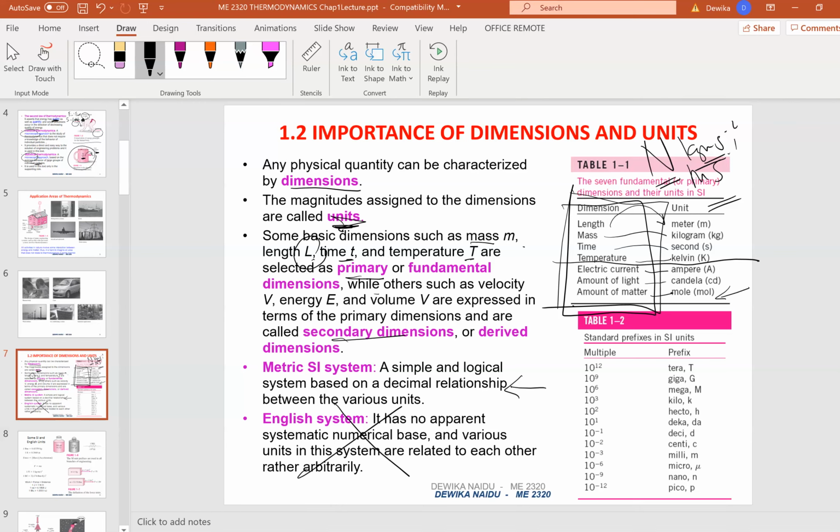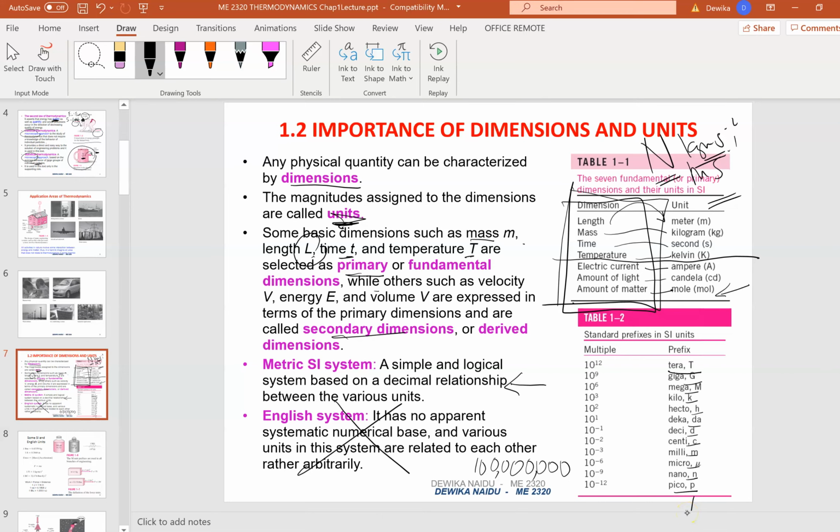Okay, so these are prefixes. Why are prefixes created? When there are too many zeros, you may miss some of them. So instead of writing so many zeros at one time, you just use the prefix. We have tera, giga, mega, kilo, hecto, deca, deci, centi, milli, micro, nano, and pico. This list continues below here, and it also increases. What is covered here is only this part.